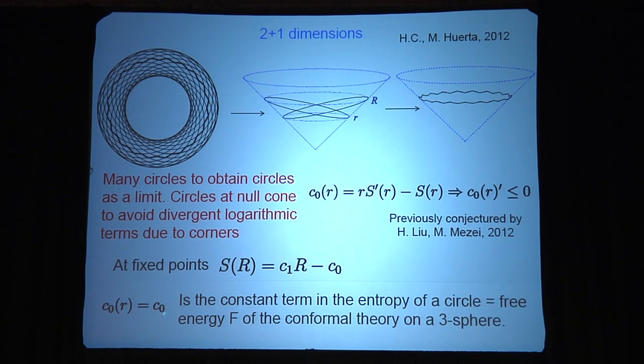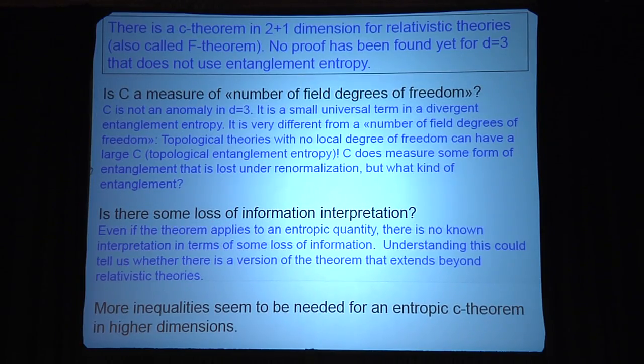This quantity, as I mentioned, can also be mapped to the free energy of the conformal fixed point on a 3-sphere. That is why this theorem is also called the F theorem. So the conclusion is that there is a C theorem in 2+1 dimensions for relativistic theories, also called the F theorem. And up to now, there is no proof that does not involve entanglement entropy.